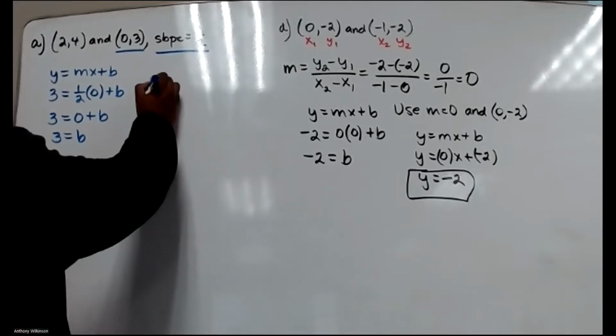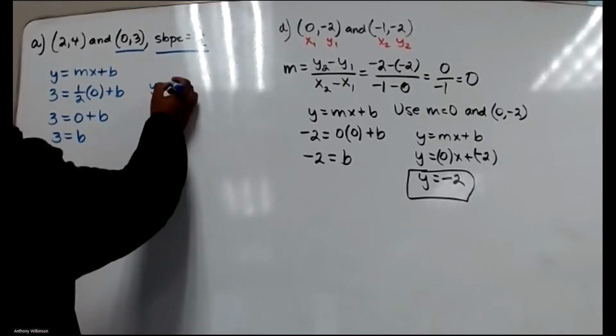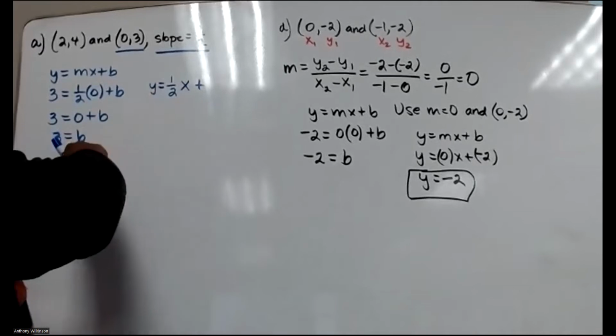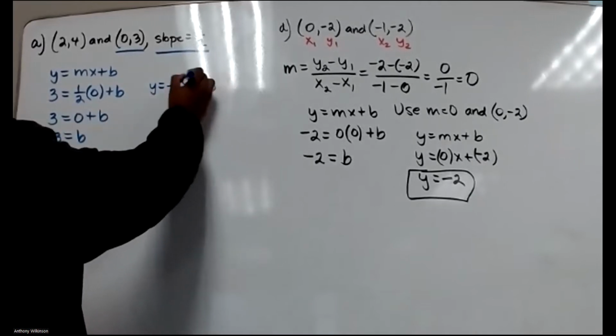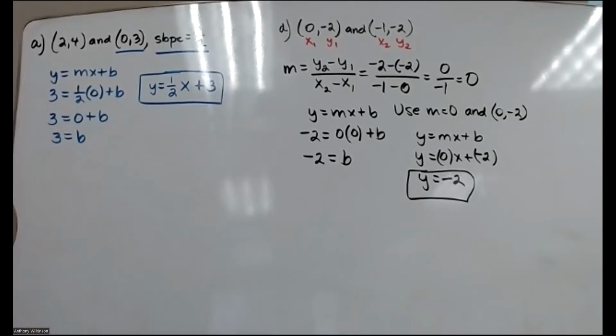And then to write the equation, we know it's got to have an x and a y in it. So it'll be y is equal to, the slope is 1/2, so it'll be 1/2 x plus the y-intercept of 3. So y equals 1/2 x plus 3 is the equation of the line through those 2 points and with that given slope. Okay. Questions on part A?